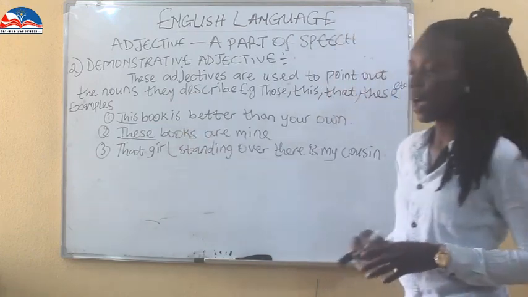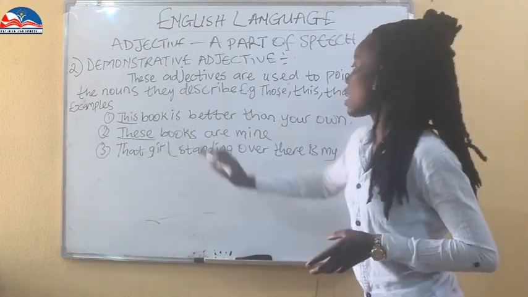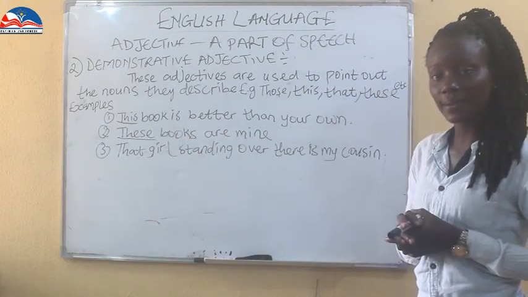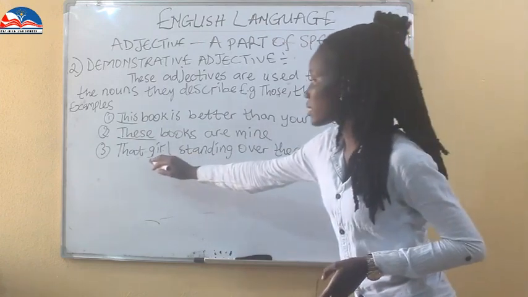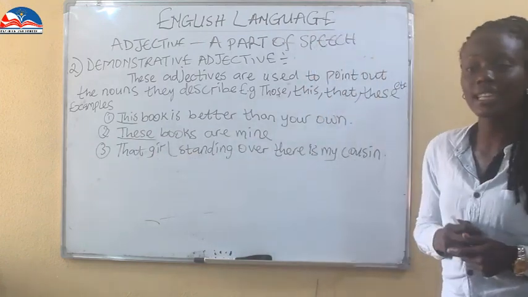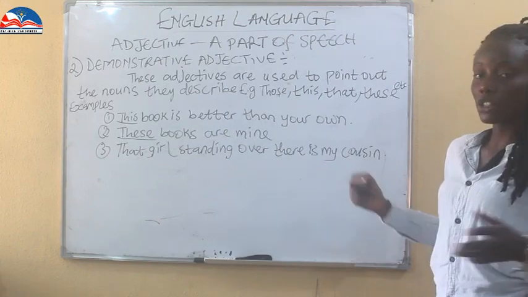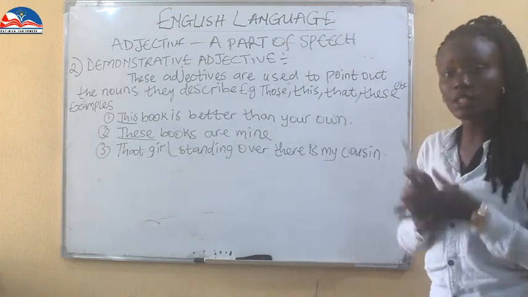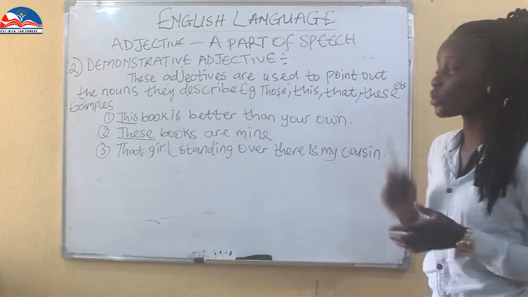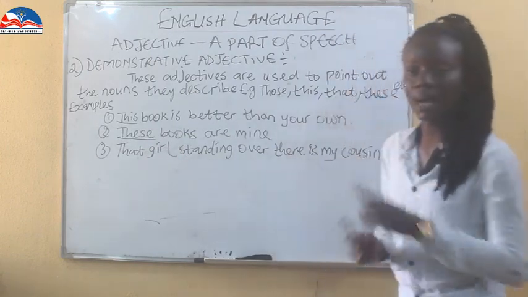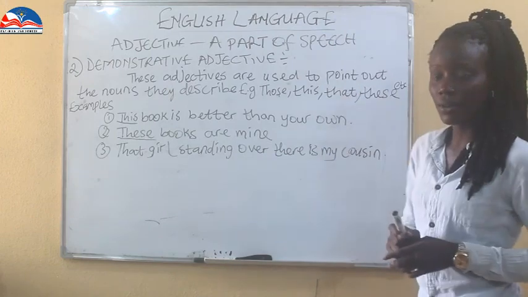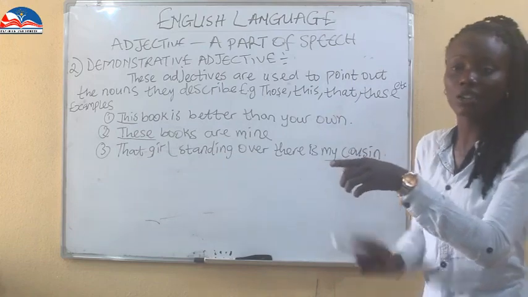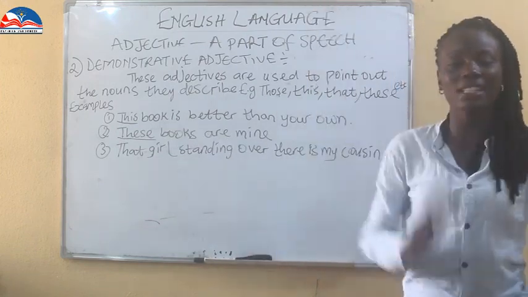These books are mine. The plural. The last example: that girl standing over there is my cousin. Maybe you have so many girls standing there, but you're pointing to a particular girl. Pointing out a particular noun. The girl is a noun. You're talking about that girl. Specific, the girl. Not the other girl, but that girl standing over there.